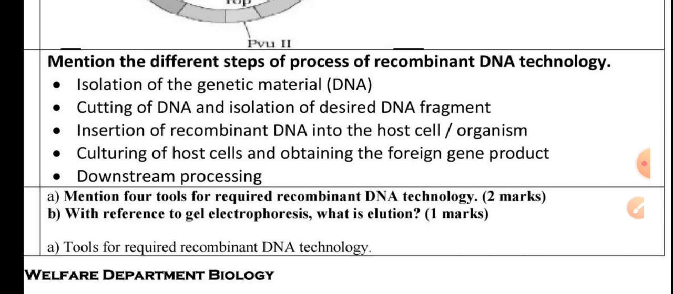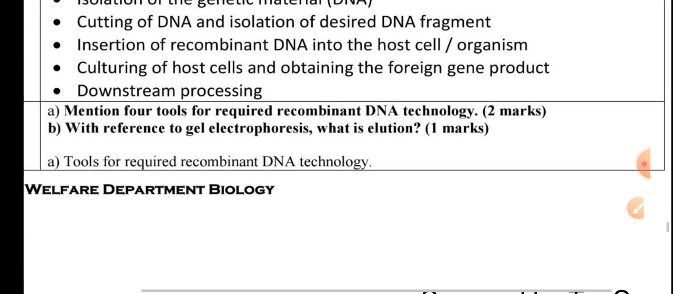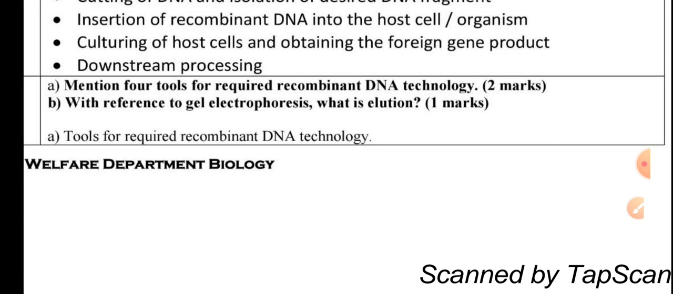Mention the different steps of the process of recombinant DNA technology: isolation of the genetic material, DNA; cutting of DNA and isolation of the desired DNA fragments; insertion of recombinant DNA into the host cell or organism; culturing of the host cell and obtaining the foreign gene product; downstream processing. Mention 4 tools required for recombinant DNA technology.